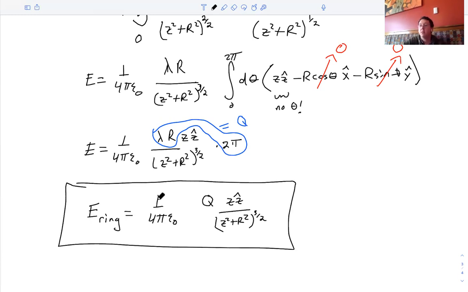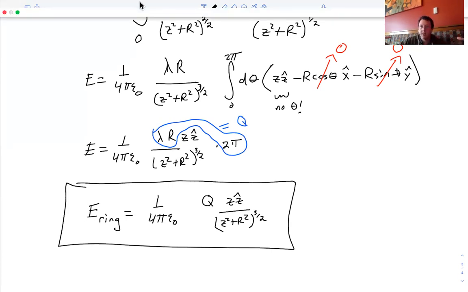Okay, so I'm going to stop this video here, and next I will perform a very similar calculation to find the electric field above a disk. And then I will also take the limit as that disk gets to be infinitely big, and we will learn about the electric field of an infinite plane of charge. Okay, see you next time.